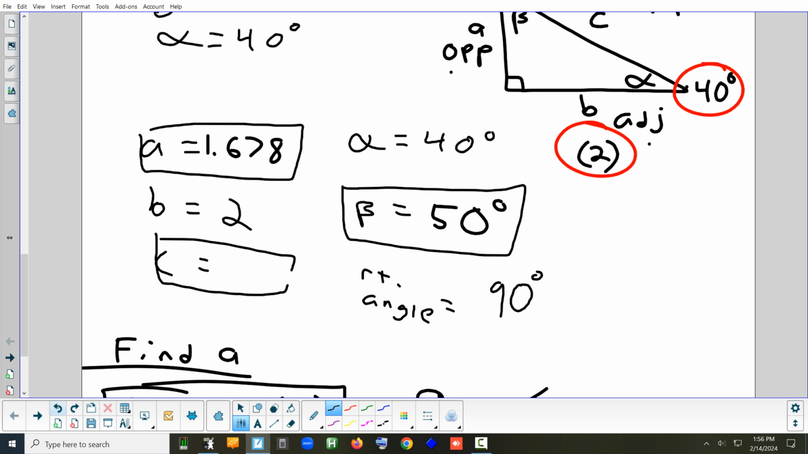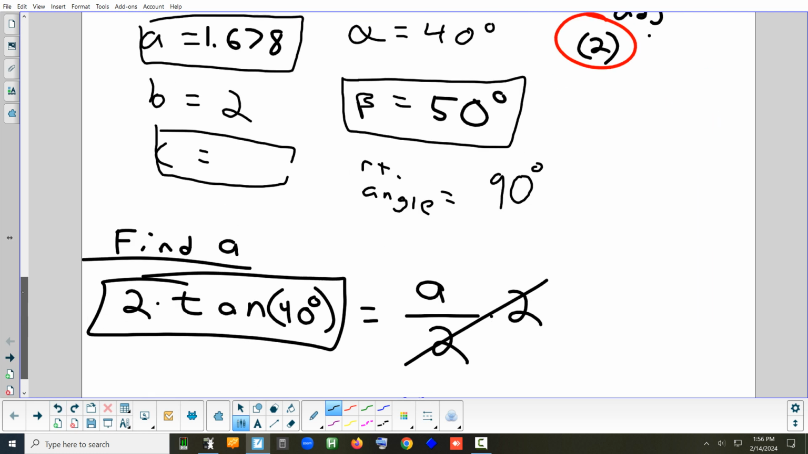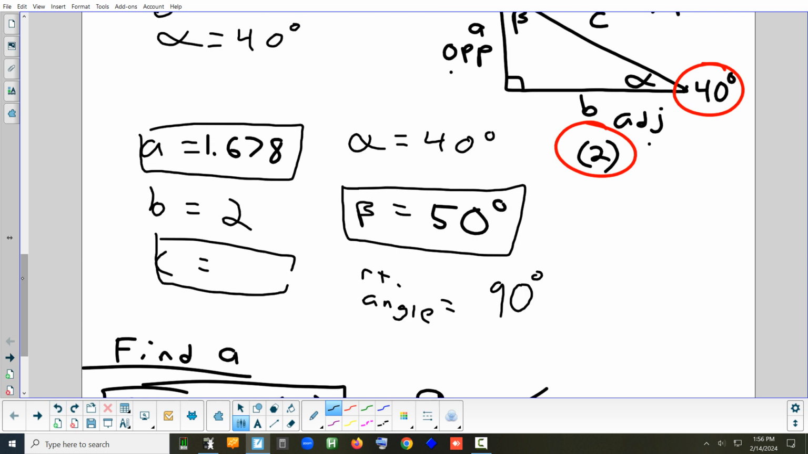All right, so now we've got to find C. Well, I know 2 of the sides. So what's the formula that you can use if you know 2 sides in a triangle and you want to get the third one? Pythagorean theorem. Yeah, so you could use the Pythagorean theorem to find C.